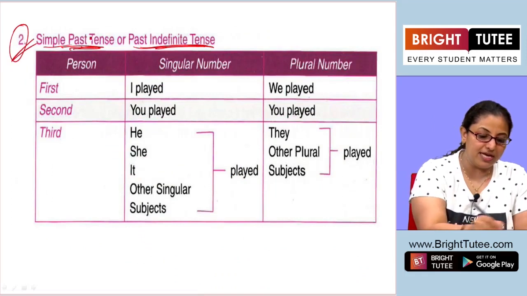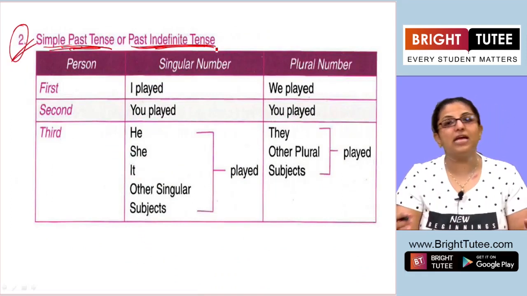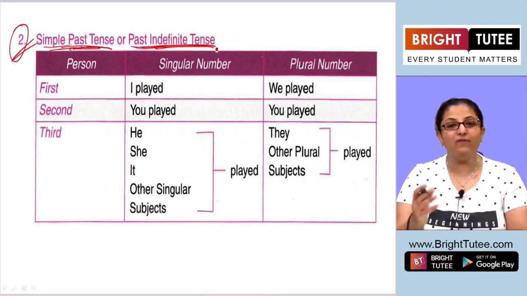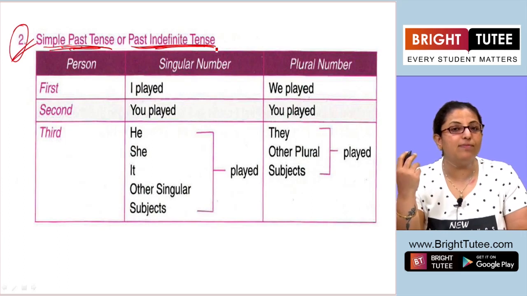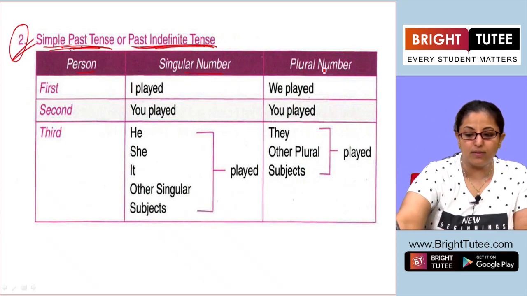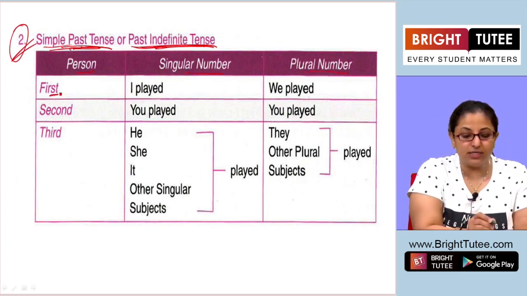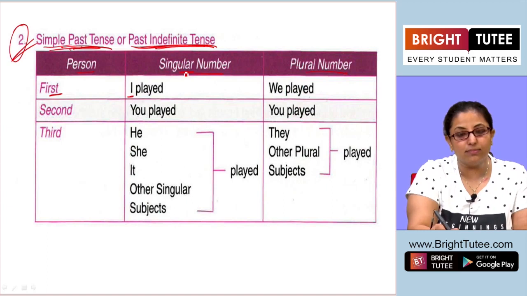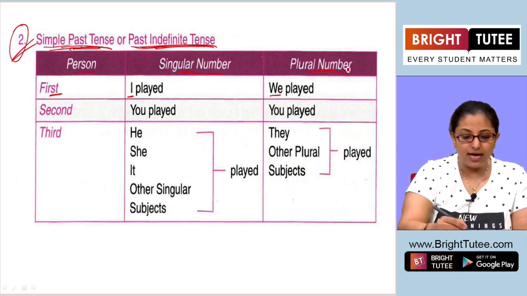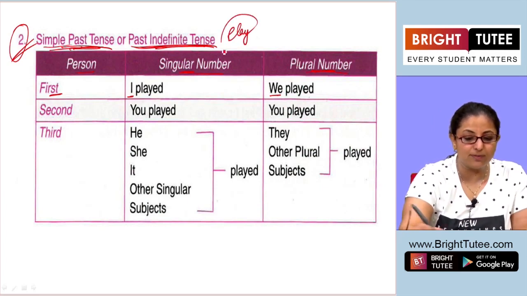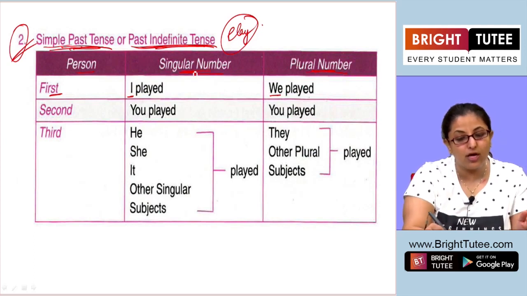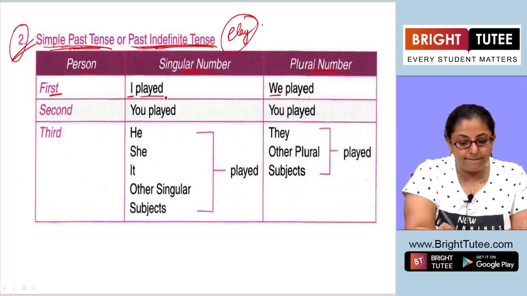Now, coming to the simple past tense or past indefinite tense. Again, the table is almost similar, but we will be studying the kind of verb forms that have been written here. Person, singular number and plural number. First person, I in the singular number and we in the plural number. So here, again, the verb which has been used is play. In first person, in singular number, play becomes played.